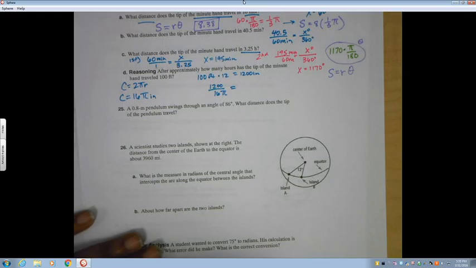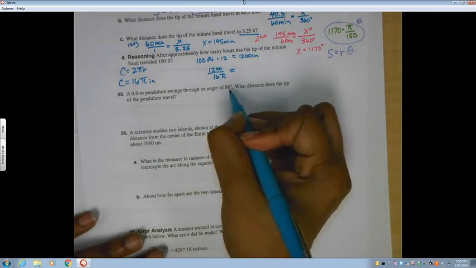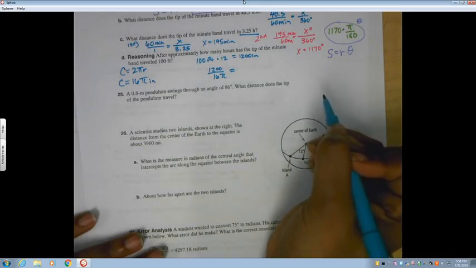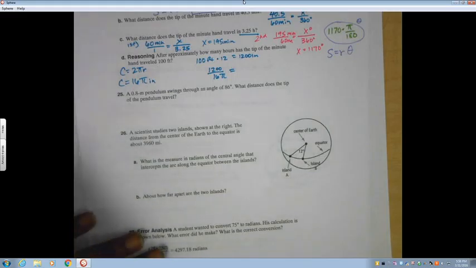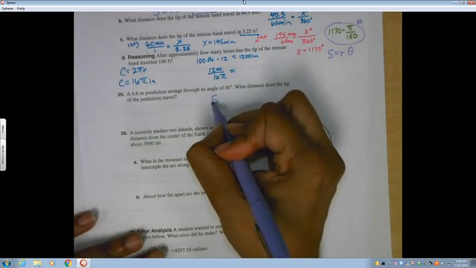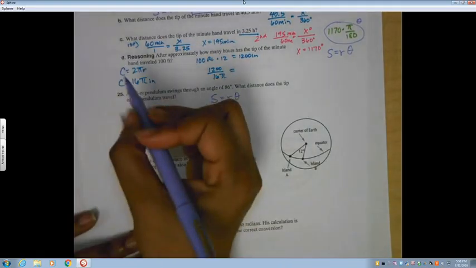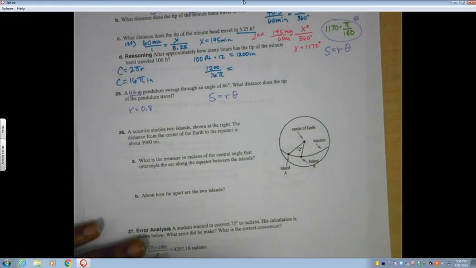And then the last one, same relationship. The only difference is now they gave you the measure of the central angle in degrees, so convert it to radians like you've been doing. We're going to use the same formula. And our radius actually is the pendulum here, the 0.8 meters. So let's convert that 86 and then into radians and then plug it into that formula.